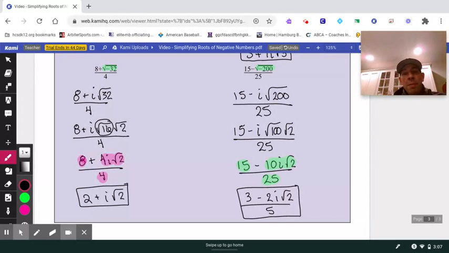So hopefully we feel pretty good about why there's an i in our answer and how we're going to handle these negative numbers underneath the radical sign. And we'll see if we can tackle some big bears tomorrow in class. Take it easy.